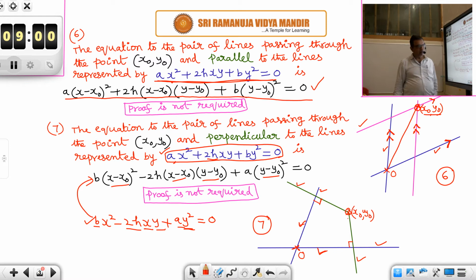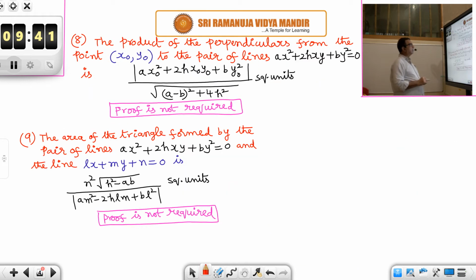So the answer can be obtained for the green lines shown in the diagram number 7. If you want the green lines, what you have to do? Two steps. First, in the original equation, interchange a and b, change the sign of xy coefficient, that is, change the sign of h. Then afterwards, in the second step, replace x by x minus x0 and y by y minus y0 in that equation. That's all. Then you get the answer. So we'll do some numerical examples later. But first let us see the formula.